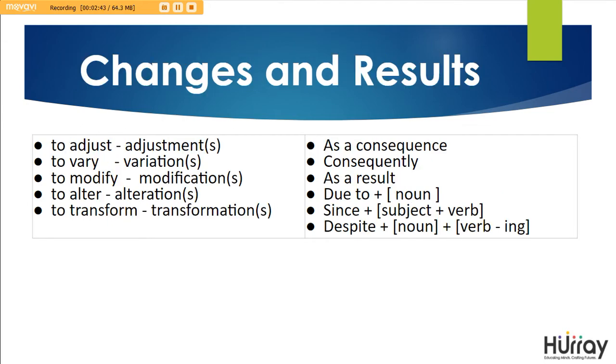If you are trying to depict changes and results, you could use verbs like to adjust, to vary, to modify. Depending on what your sentences, you could even modify them and say adjustments, variations, modifications. If you're talking about results of a particular graph, then you could say as a consequence, consequently, as a result, etc.